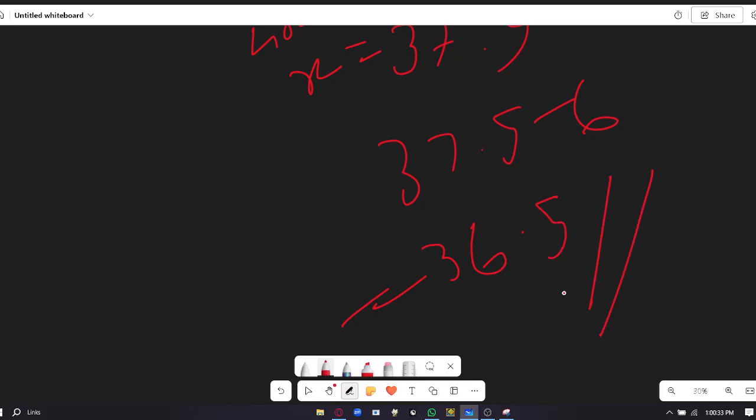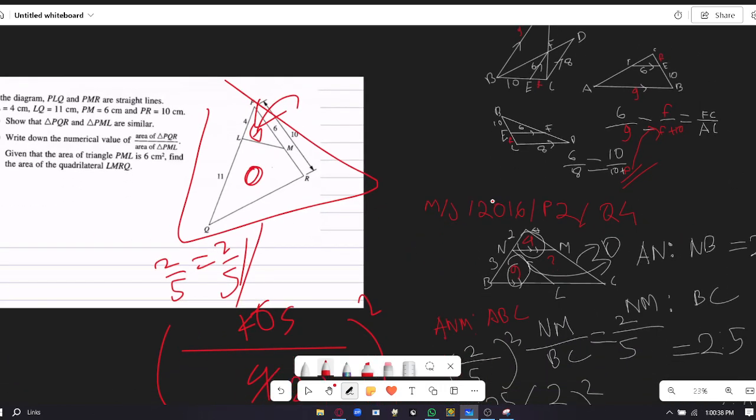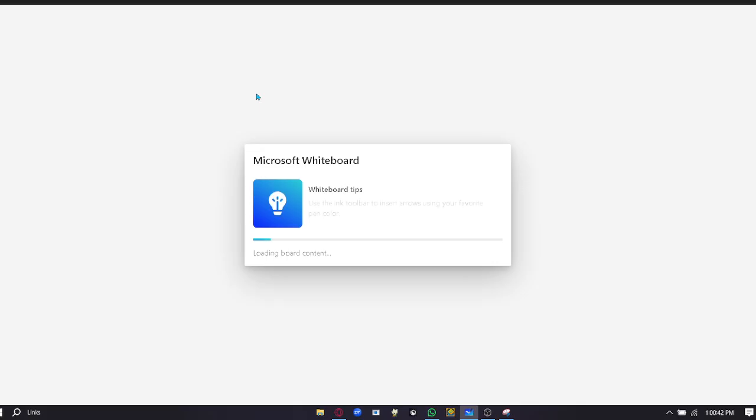That is the answer. Turns out it's a bit complicated, but if you keep your mind cool, we can solve most of this.